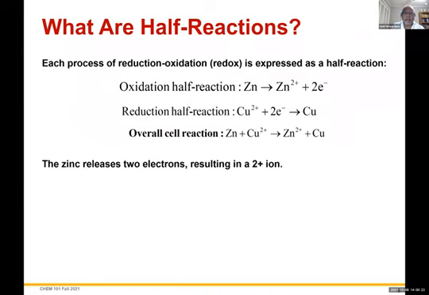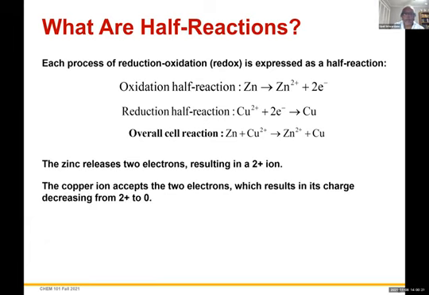The zinc releases 2 electrons in the half reaction and produces a 2+ ion. Copper accepts 2 electrons, which results in 0 charge. The charge on the ion is called the oxidation state. Copper has 2+, 2+ becomes 0. Zinc has 2+.